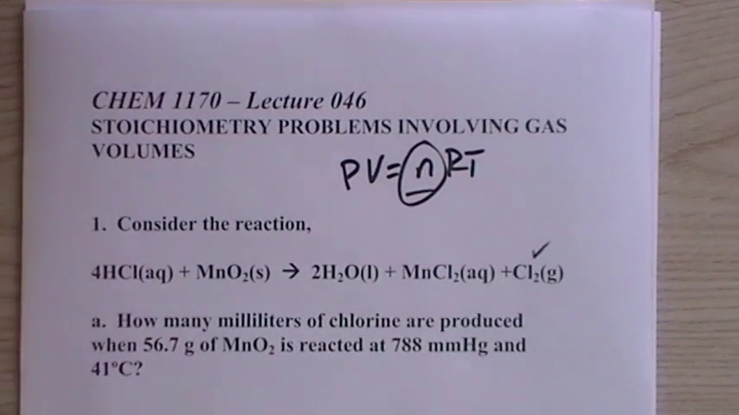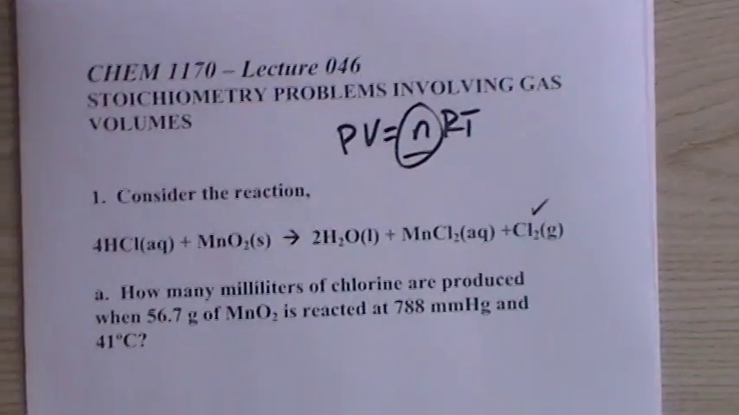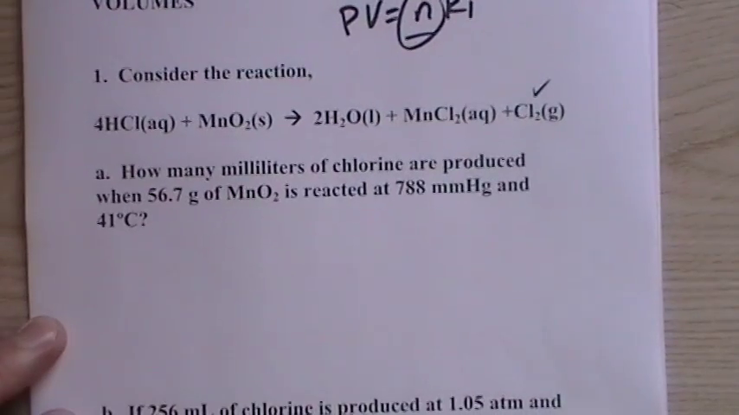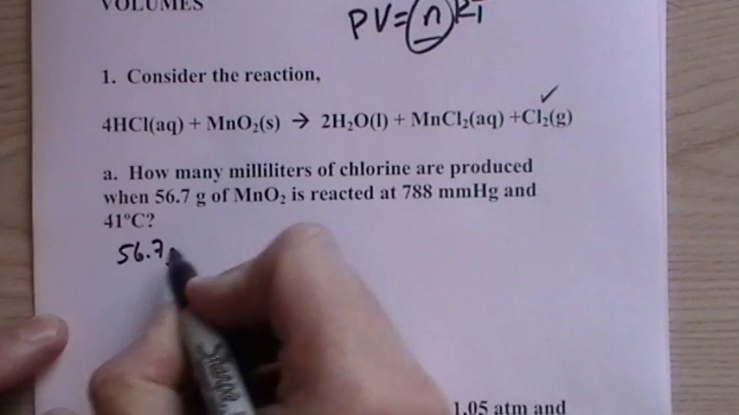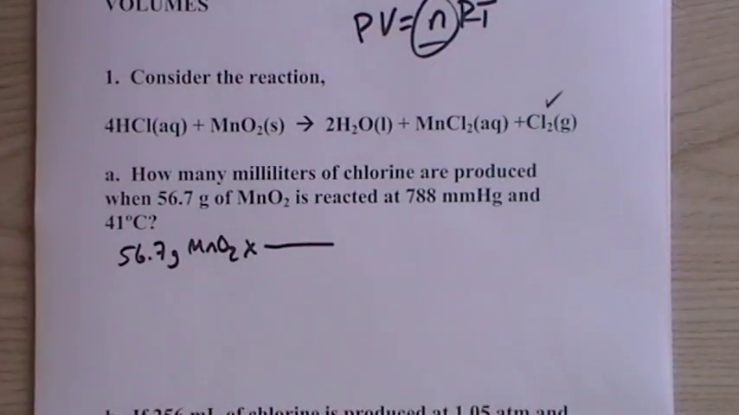So what we're going to do is what we have done in chapter 3. We start with grams and move over to moles, but then we're going to change to volume. And so it's a little different. It's a lot like the chapter 3 problems, but we have to do an extra step. So how many mils of chlorine are produced? We have 56.7 grams of manganese oxide. We need to get this in terms of moles of chlorine, and then we can use the ideal gas law to find what we're after, a volume.